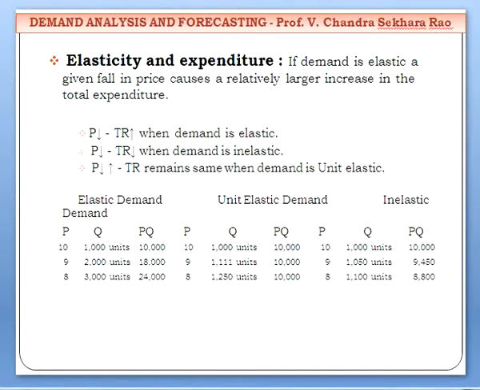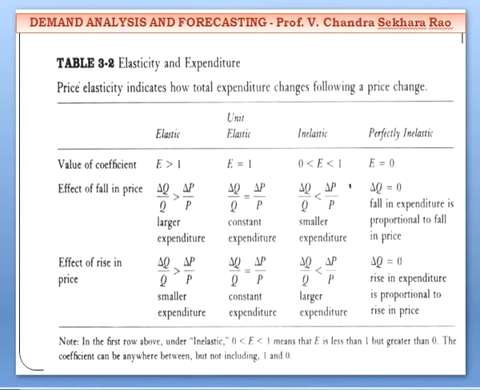So P and Q, and the first one is elastic demand, unit elastic, and inelastic. So we have summarized the features here: elastic, unit elastic, inelastic, and depending on the value of the coefficient, what is the effect of a fall in price, and the effect of a rise in price.